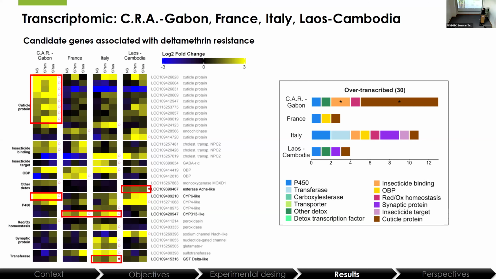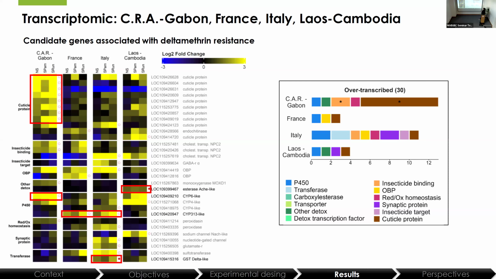The circles here indicate when the gene is significantly overexpressed, and when the circles are full, it indicates that there is a significant variation in gene copy number. So in Africa, there are a lot of cuticular proteins overexpressed, and P450s belonging to the CYP6 family, which is known to be involved in pyrethroid resistance in mosquitoes.